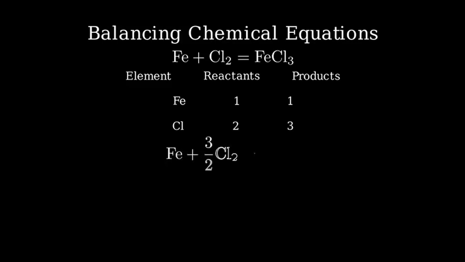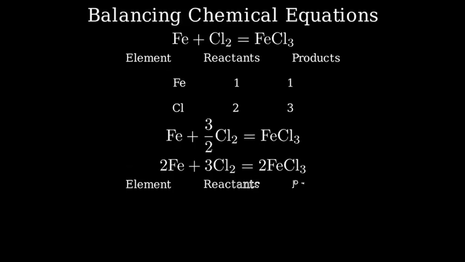To balance the chlorine atoms, we need to multiply the Cl2 molecule by 3/2 to get 3 chlorine atoms on the reactant side. However, we can't have fractions in our final balanced equation, so we need to multiply everything by 2 to eliminate the fraction. This gives us 2 Fe plus 3 Cl2 equals 2 FeCl3. Let's verify that our equation is now balanced by counting atoms on both sides.